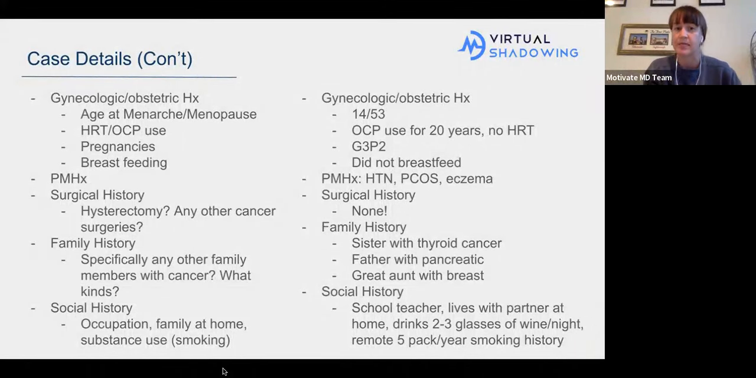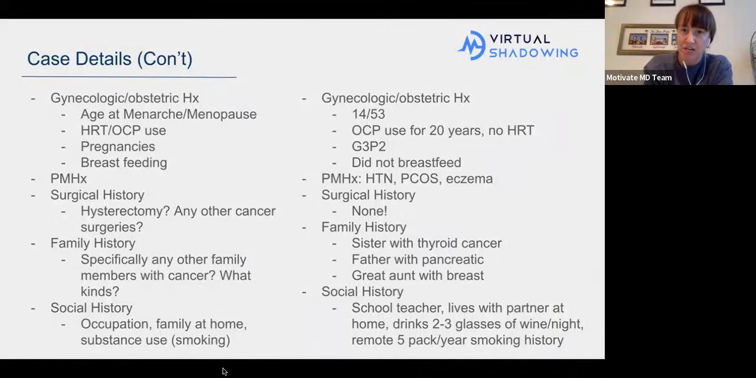So sometimes it is still prescribed. Oral contraceptive pill use, though, is also considered a risk factor for developing breast cancer. And so for our patient, she used OCPs for about 20 years. The next thing we ask about for gynecologic obstetric history are things like her pregnancies.